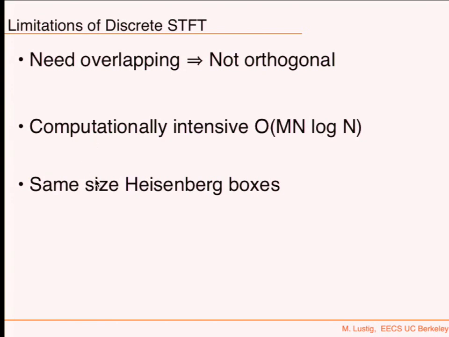But we also have the same kind of Heisenberg boxes. They're always the same time-frequency uncertainty. Even if you have a slow changing signal, we're going to look at the same time resolution. If you have a fast changing signal, we're going to look at the same time resolution, same frequency resolution. So the question is, can we do something else?